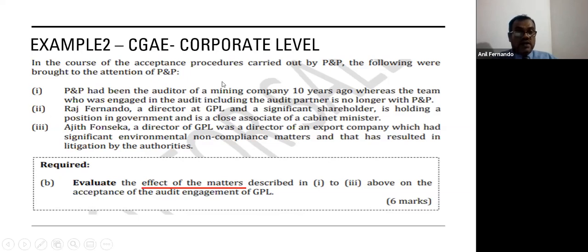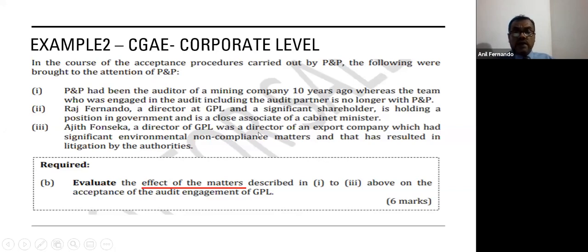The second one: Raj Fernando, a director at GPL and a significant shareholder, is holding a position in the government and is a close associate of a cabinet minister. You need to take into account these contextual facts, the political context and even the business context. That is how you have to evaluate in what way it is going to influence your procedures, your opinion, your task.